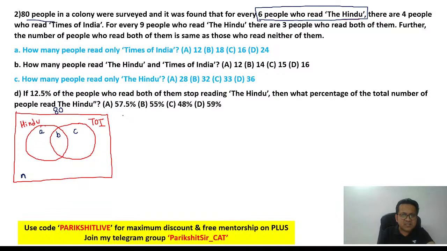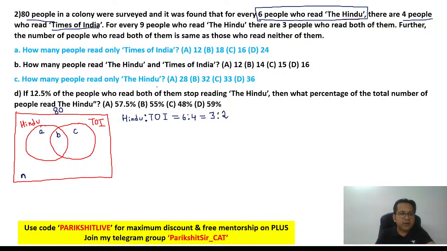For every 6 people who read the Hindu, there are 4 people who read the Times of India. So basically, they are giving you a ratio of Hindu versus Times of India. Hindu versus Times of India का एक ratio दिया है. What is the ratio of Hindu versus Times of India? Hindu is to Times of India is 6:4. And 6:4 का मतलब है 3:2. That's the ratio. Right?